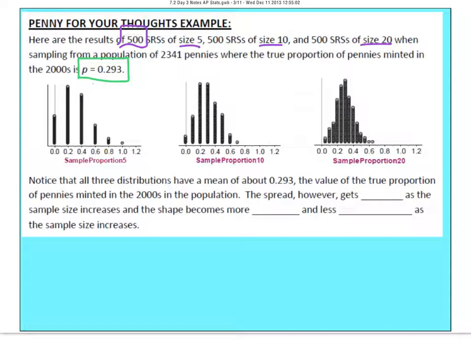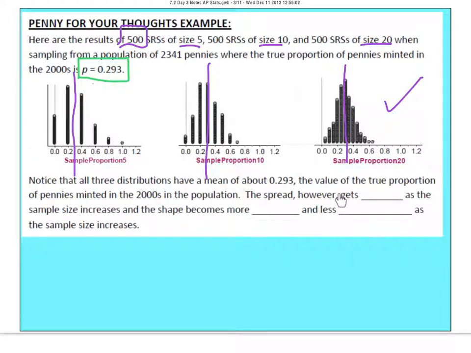So the conclusion that we can actually make about this is, notice we're trying to get the true population parameter of almost 30%. Right here's our 30%, and then our 30% is right there. Which one of these is closer to the true population proportion? Clearly, it's the sample size 20. So it says here, notice all 3 distributions have the mean of about 0.298. So if I add these up and take the average, it's going to be close to it. So it's fairly an unbiased estimator, no matter the sample size we're choosing. The value of the true proportion of minted pennies in this population, again, was 0.293.